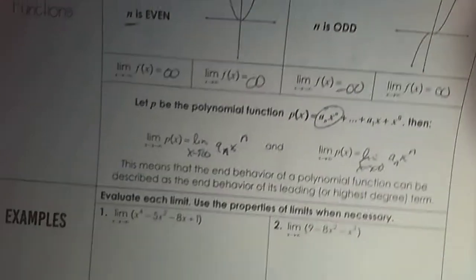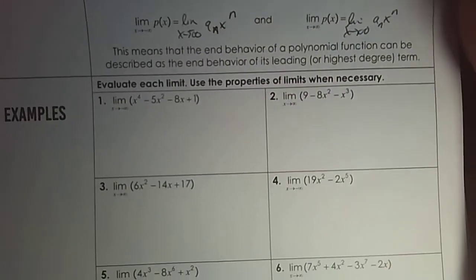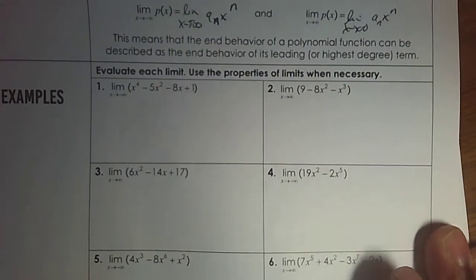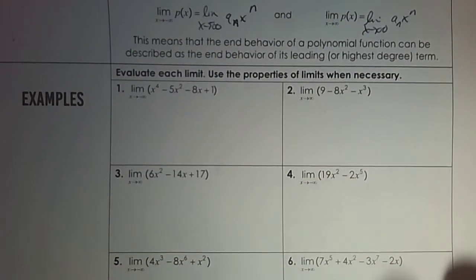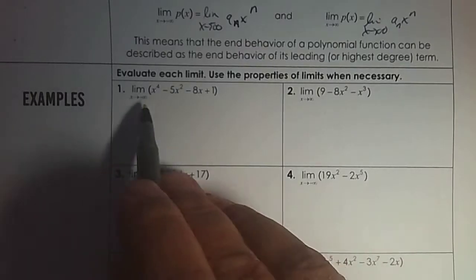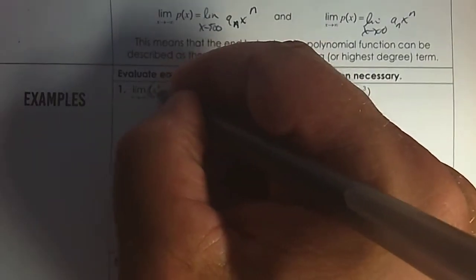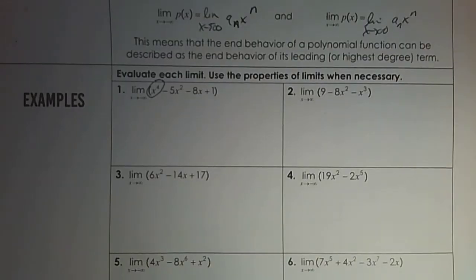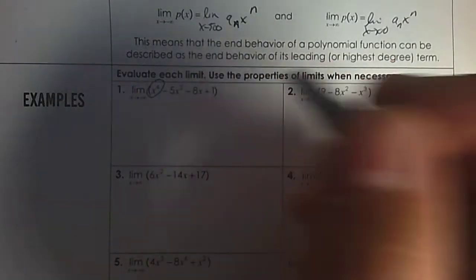All right, so if it's a polynomial, we're looking at the power function or the power term. The power term is the term with the biggest exponent. So here we have a polynomial. What is the power term? X to the fourth. That means both ends go up.